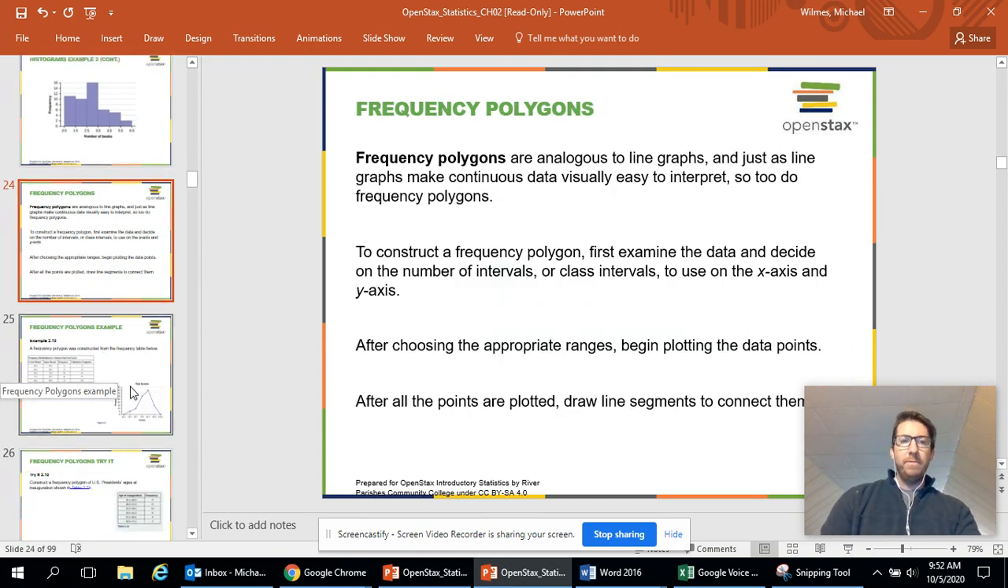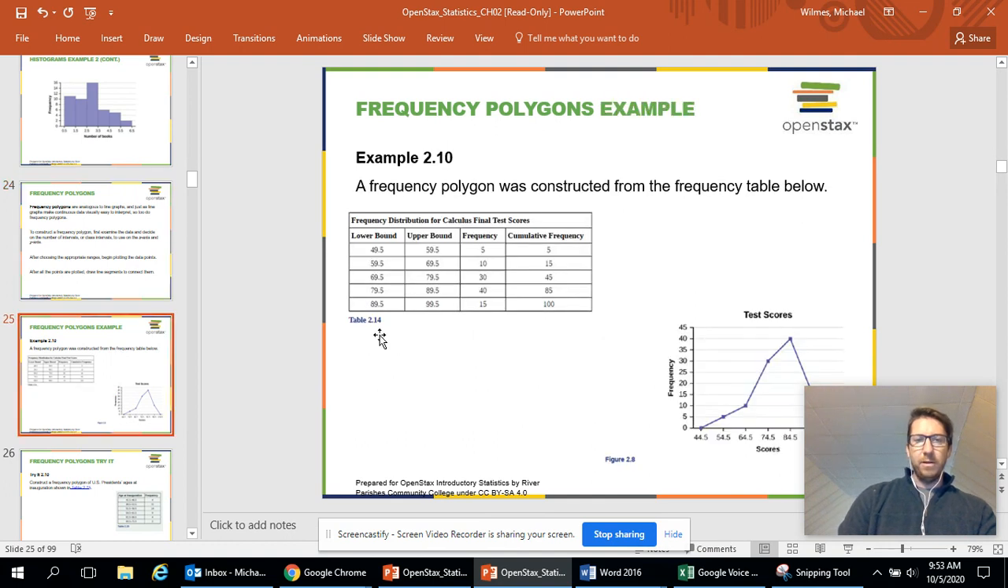The next one is called a frequency polygon. And frequency polygons are really similar to line graphs. They look a little bit different though, because we're going to have ranges here on our x values. We have a lower bound and an upper bound. And so this would work really well for a histogram. But if we don't want to make a histogram, we want to show what's happening as this goes on with a line graph in between.